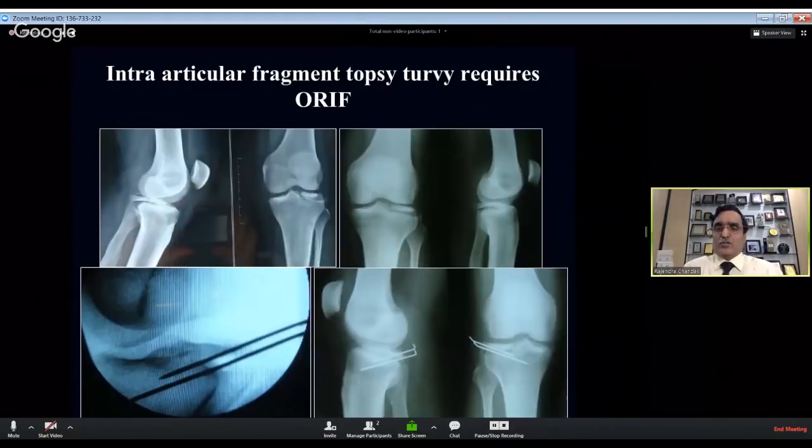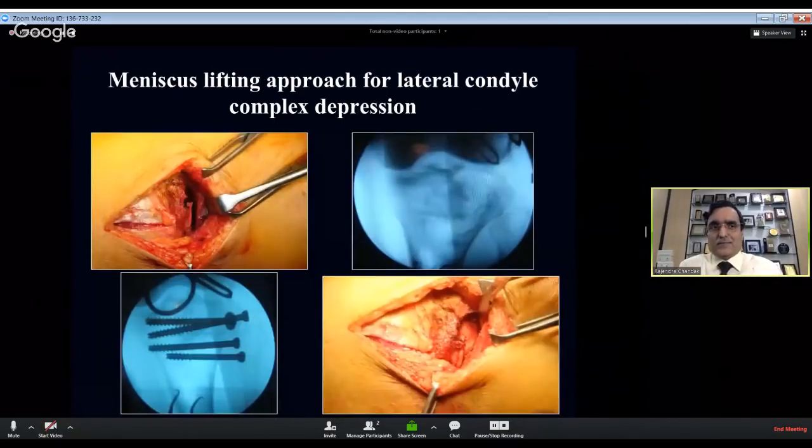Intra-articular fragment, which is topsy turvy, requires nothing else but open reduction and internal fixation. Wherever that fragment is, from whatever approach it is suitable, you have to open the joint, get that topsy turvy fragment rotated back, and then fix appropriately, as was done in this case. Meniscus lifting approach for lateral condyle complex depression is required approximately in 10% of cases.